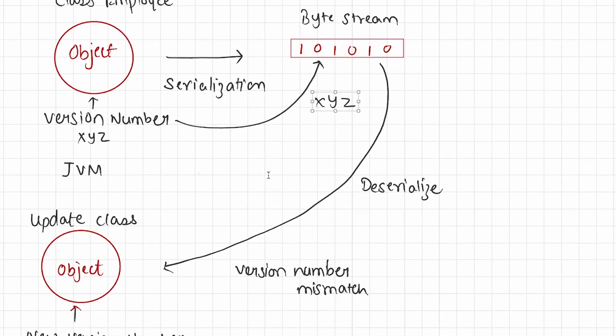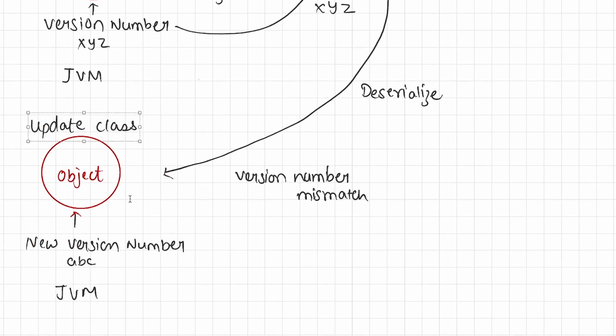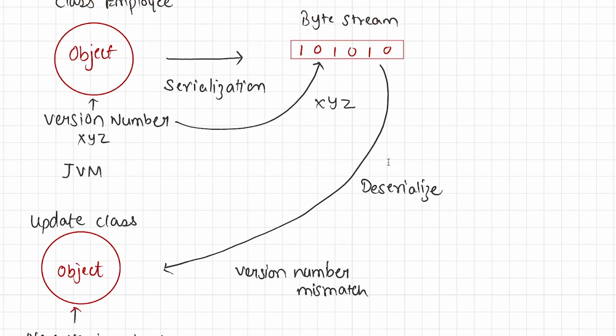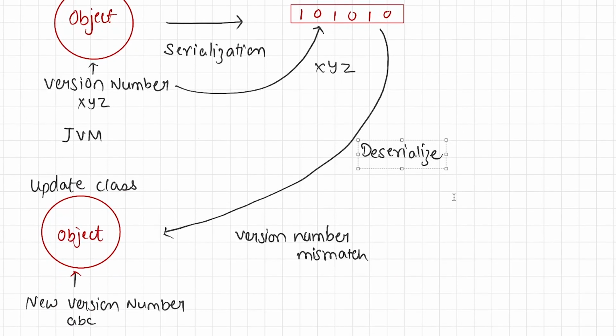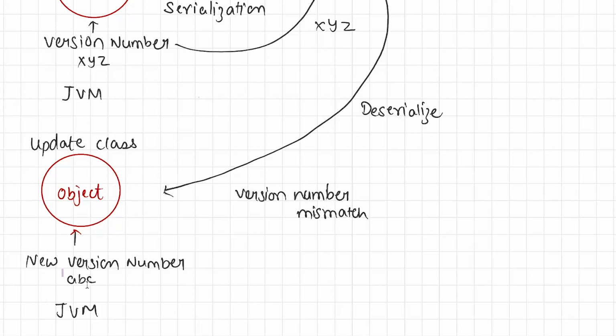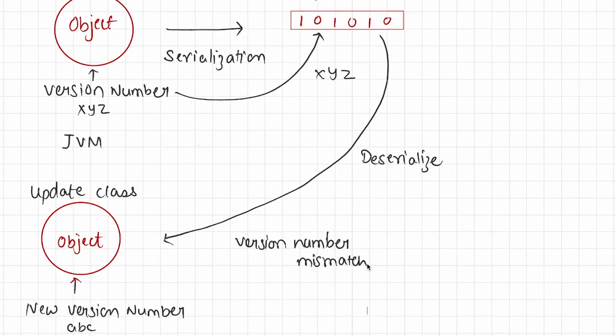And what we did after serialization, we just updated the class. So this means now the version of this class is changed, so the JVM is going to assign a new version to this class, because we have changed it. Let's say this time the version number is ABC. And then we tried to convert this byte stream into an object using deserialization. So what happens? The JVM saw that the version of the original class is ABC and the object we were trying to create from the byte stream contains a different version number. So this means there is a mismatch of version number. This is the actual reason we got the version mismatch error.